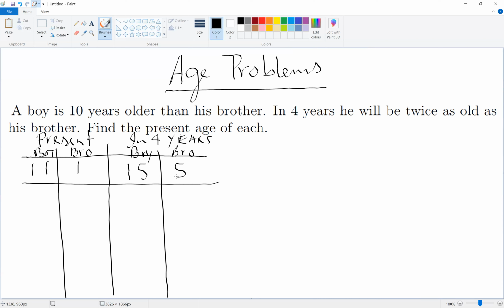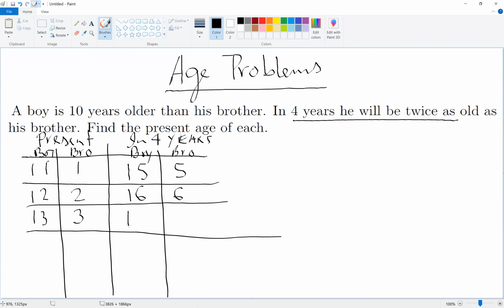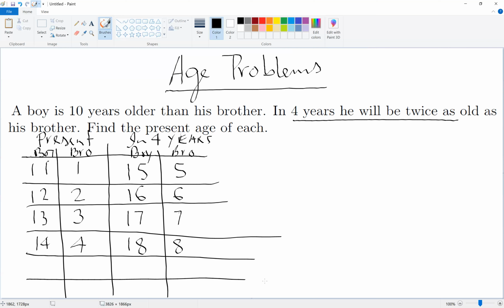Yeah. And then you can kind of see the pattern. So if it is 12 and 2, this would be 16 and 6. And all we are looking for is twice. So if it is 3 and 13, this would be 17 and 7. If it is 4, 14, 18 and 8. If it is 5, 15, 19 and 9, 6, 16, it's 20 and 10.